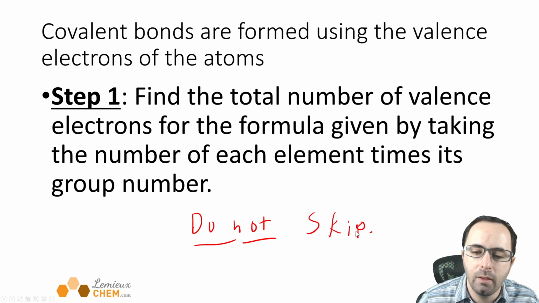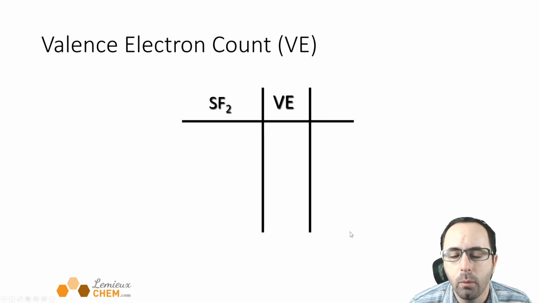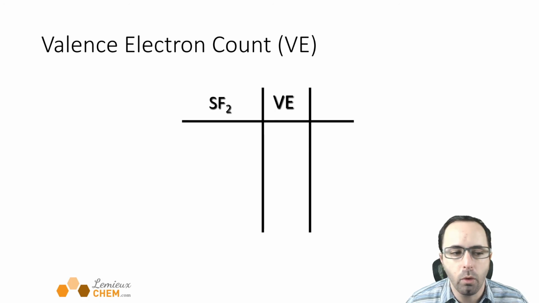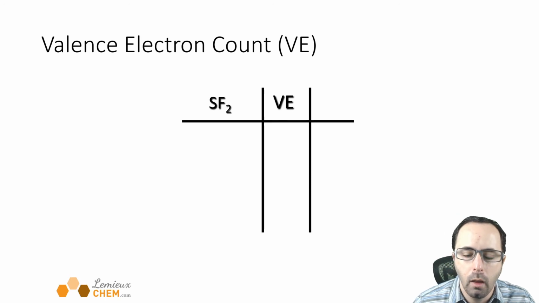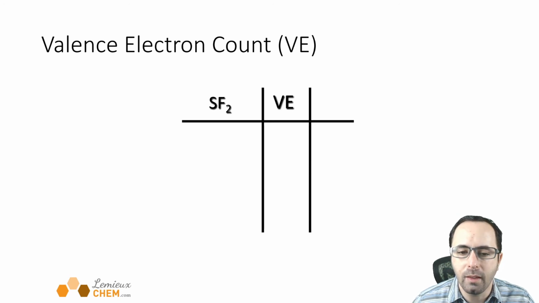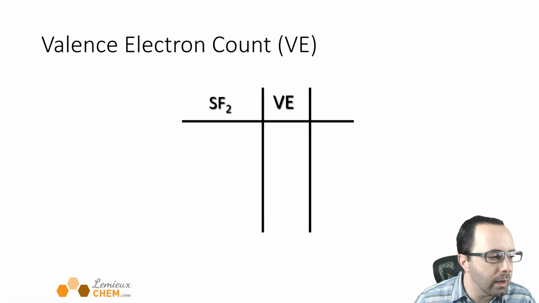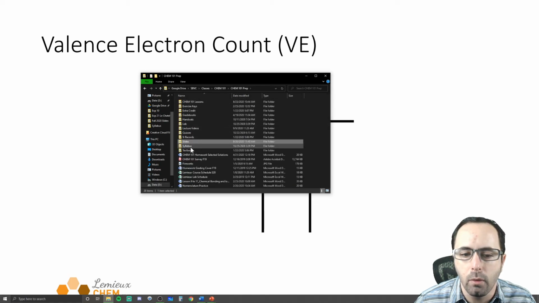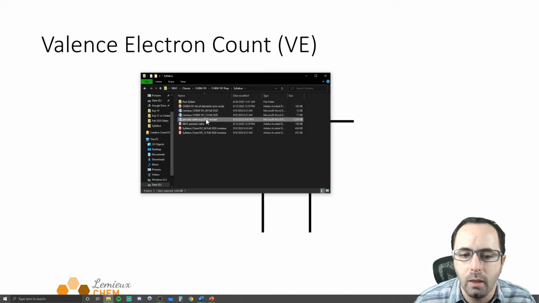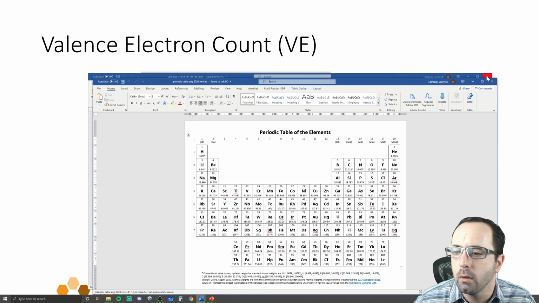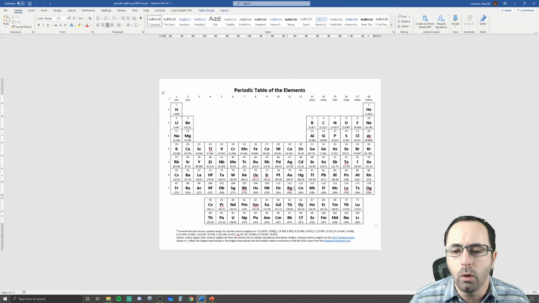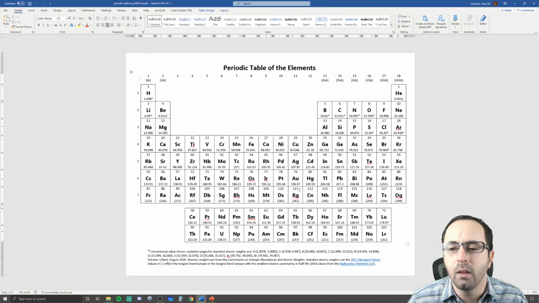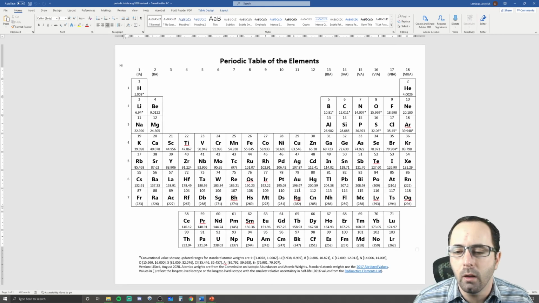Okay, so let's perform that. Let's say we want to write the Lewis structure for the molecule SF2, sulfur difluoride. So what we're going to first have to do is count up the valence electrons in our atoms. We're going to want to go and open up a periodic table. So mine is right here, the same periodic table you guys use. And we're going to identify the atoms in our molecule here.